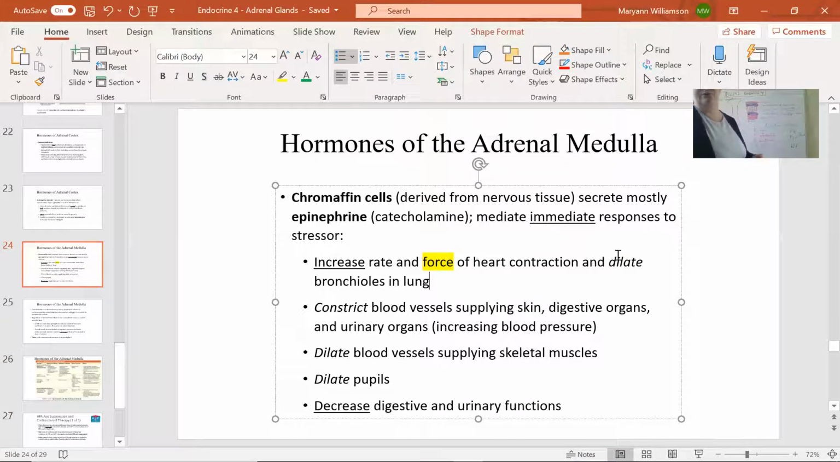All right, it's also going to dilate the bronchioles in the lung. Now, do you feel like you're back in 141? It's going to constrict blood vessels supplying the skin. So you're going to send blood to your skeletal muscles. You're going to constrict it to the digestive organs, dilate it to the skeletal muscles, dilate the pupils, right? So you can see more. Remember that in chapter 14, it talked about if you were running away from bees in a dark forest, you want to get as much light into the eyes as possible. And decrease digestive and urinary functions.